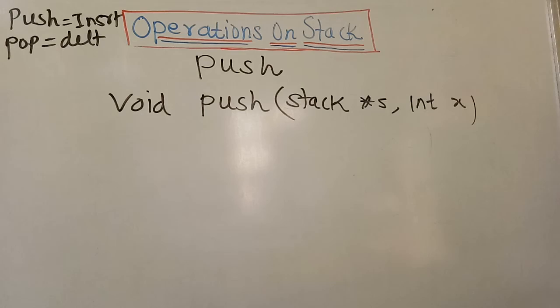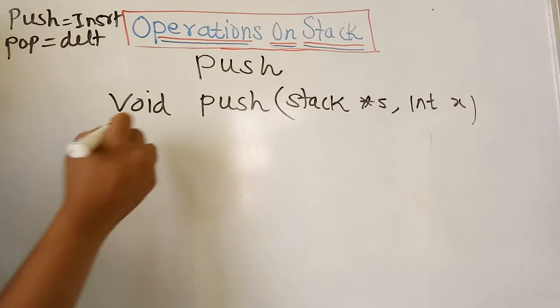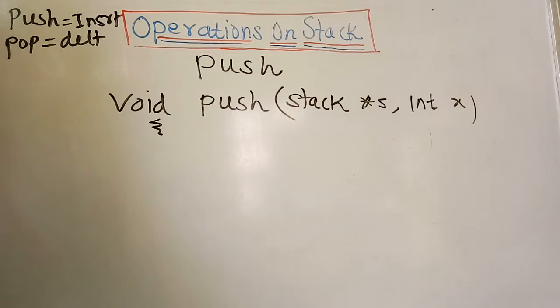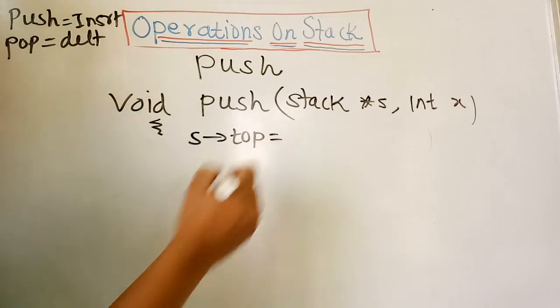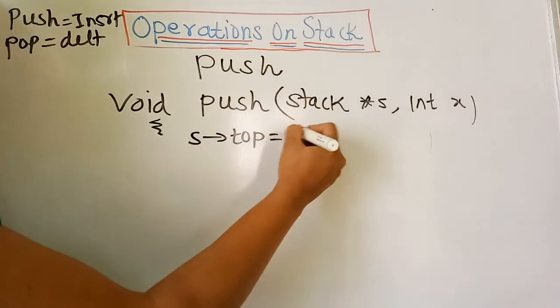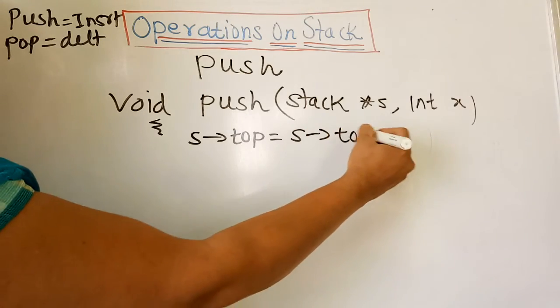Okay. Now, what is the actual next procedure? In this procedure, simply advance top by one position, that is, s pointer top equals s pointer top plus 1.